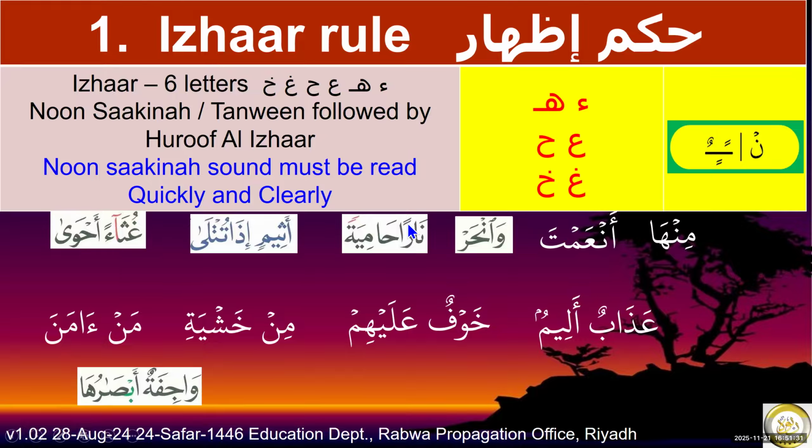Naran. Ra is having fathatain followed by ha. Izhar rule. Asimin iza tutla. Kasratain followed by hamza, again izhar. Ghusa'an ahwa. Fathatain followed by hamza, again izhar. So these are the examples of izhar. Any doubt here? Any question?